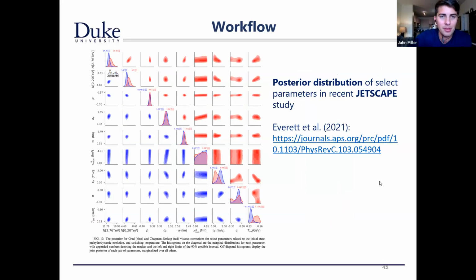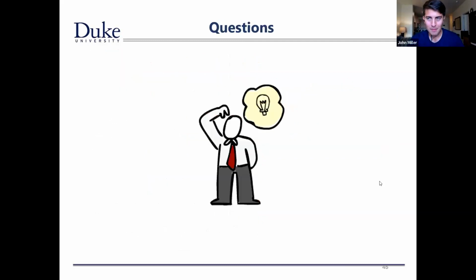Here's an image from a 2021 work from JETSCAPE, showing, for certain parameters in a problem, for each pair of parameters, these different shapes that we're able to parse out on how these parameters relate to one another. And that is the goal here.